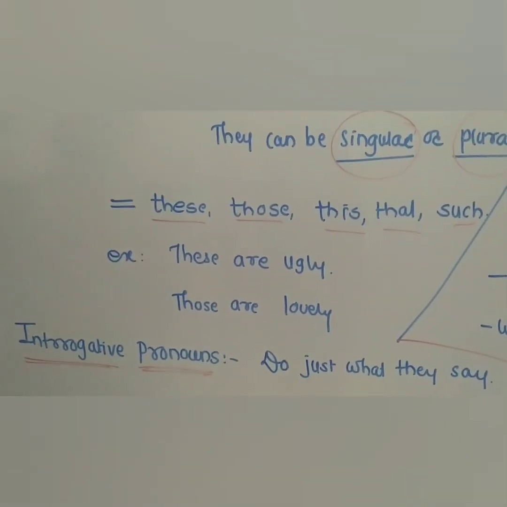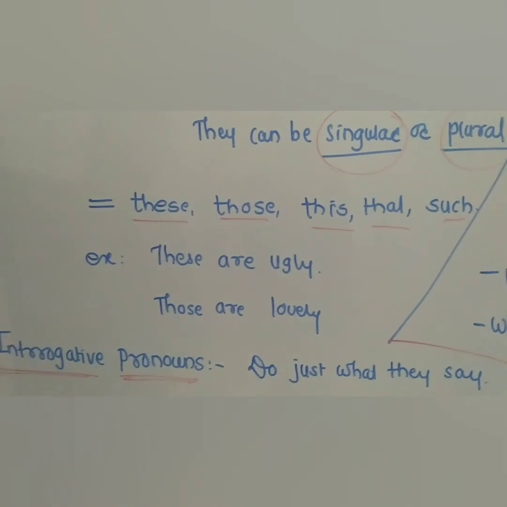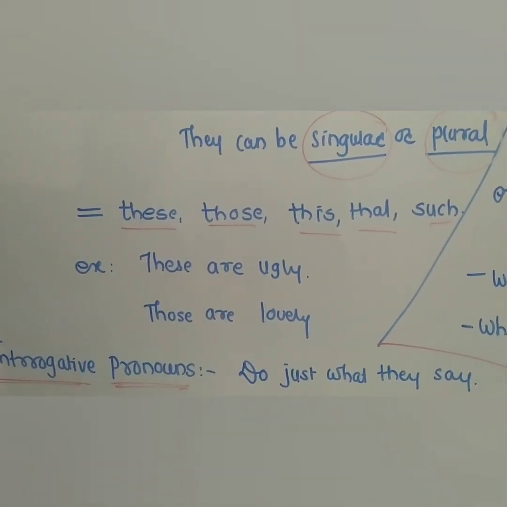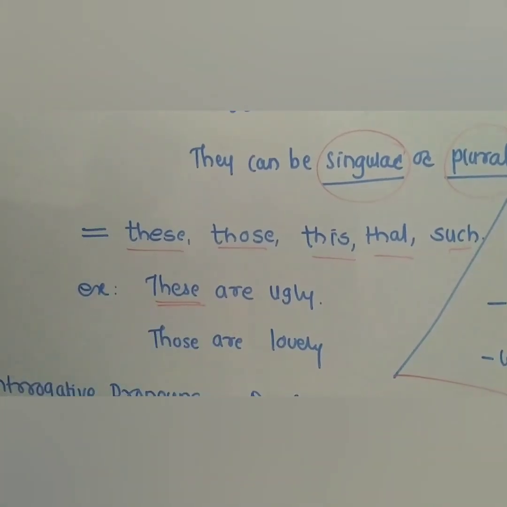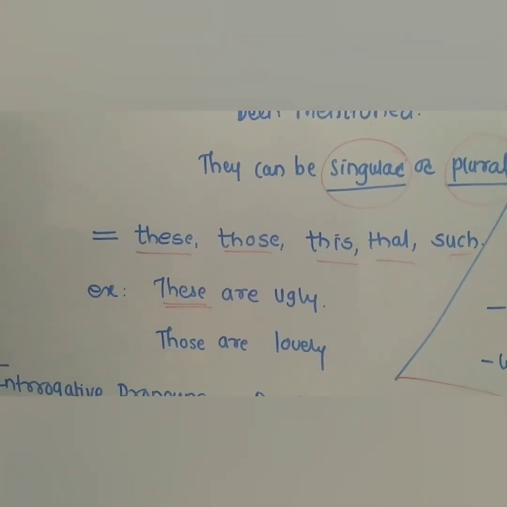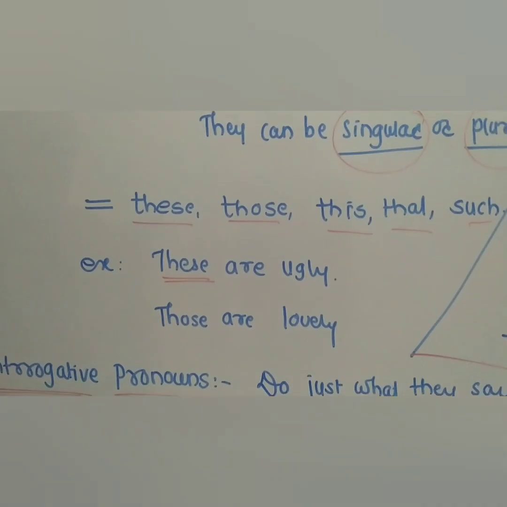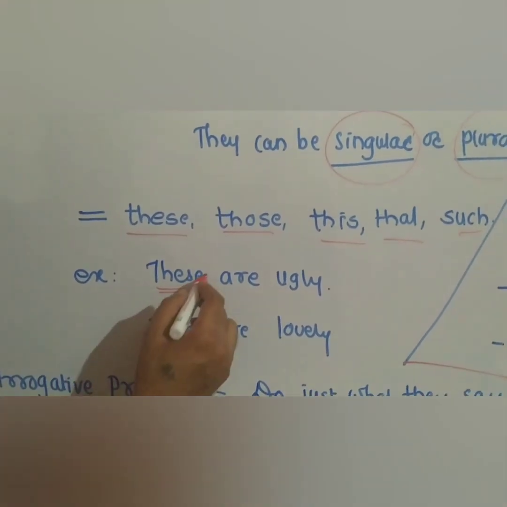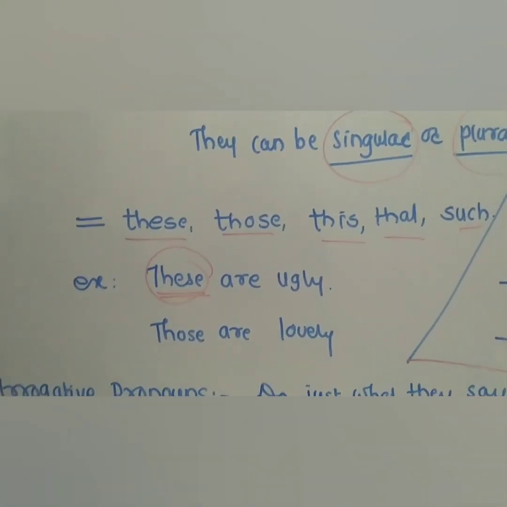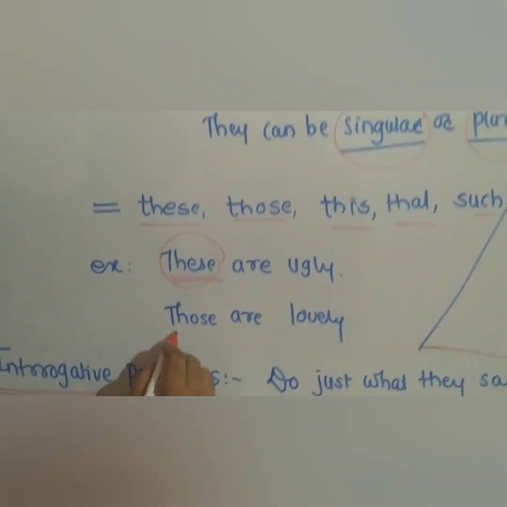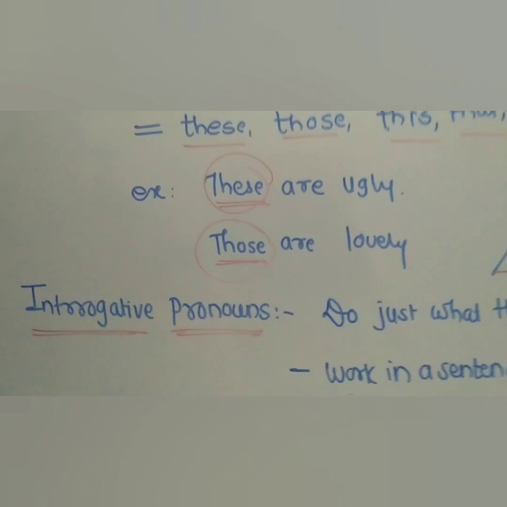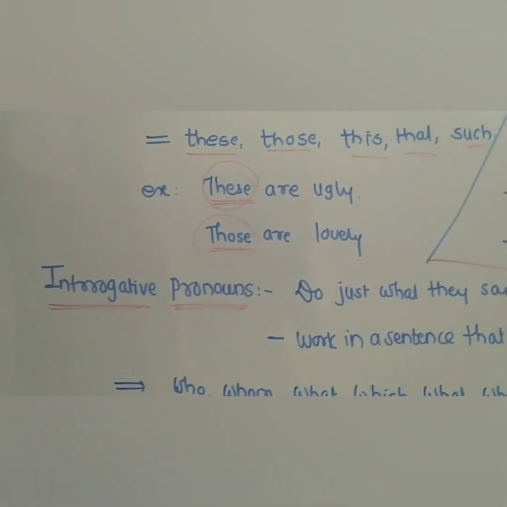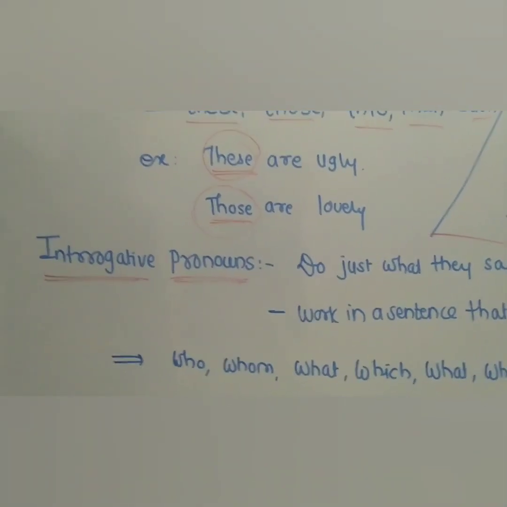Now the examples of the demonstrative pronouns are like this. These are ugly. In this sentence, these indicates a demonstrative pronoun, which takes the place of the noun or subject. Now, those are lovely. Those indicates a noun or subject in this sentence, so this is the demonstrative pronoun.